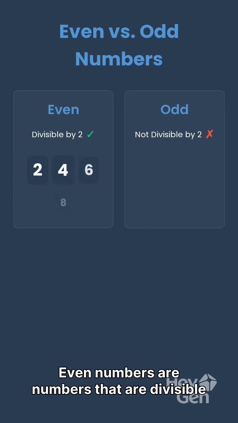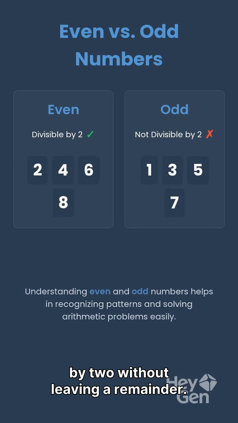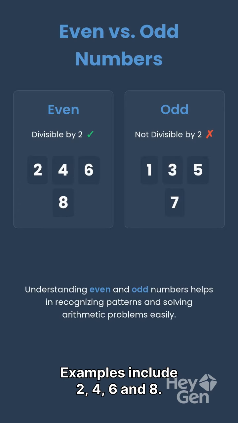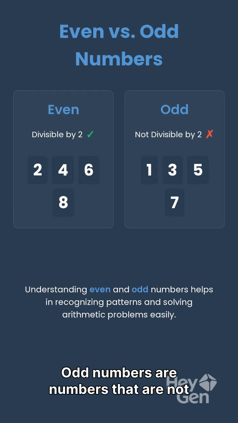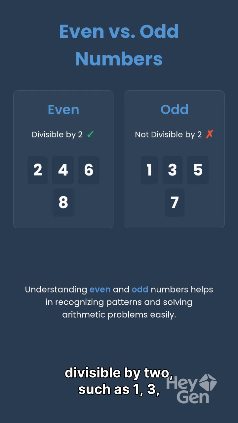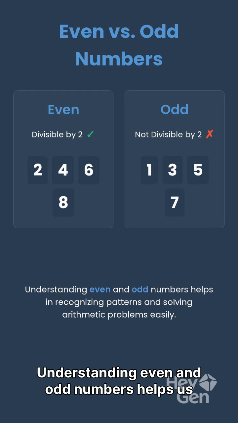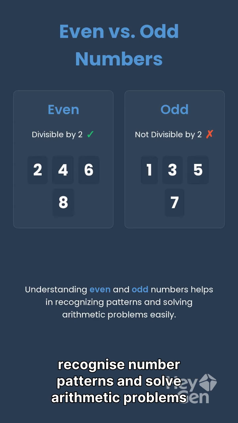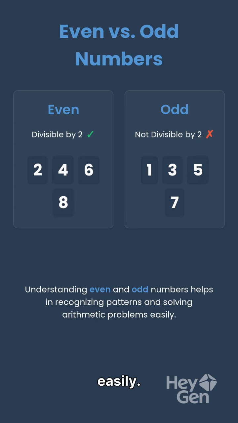Even numbers are numbers that are divisible by 2 without leaving a remainder. Examples include 2, 4, 6, and 8. Odd numbers are numbers that are not divisible by 2, such as 1, 3, 5, and 7. Understanding even and odd numbers helps us recognize number patterns and solve arithmetic problems easily.